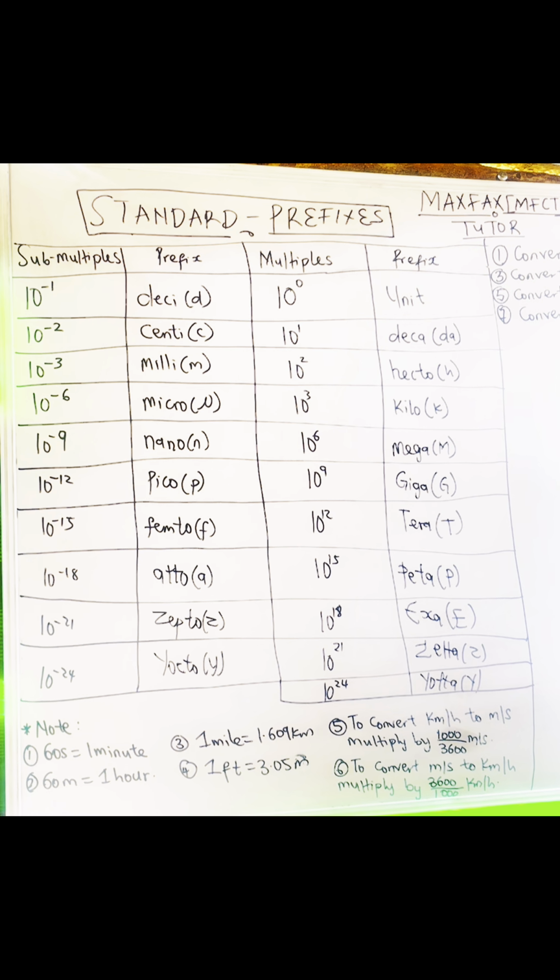Then you have to note, guys, that 60 seconds make 1 minute, 60 minutes make 1 hour. I hope everybody knows that. So 3,600 seconds make 1 what? Hour also. Now, you also have to know that 1 mile is equal to 1.609 kilometer. 1 foot is equal to 0.305 meter.